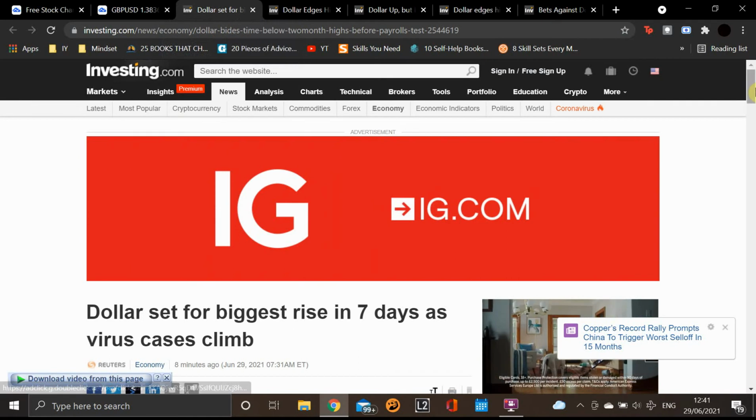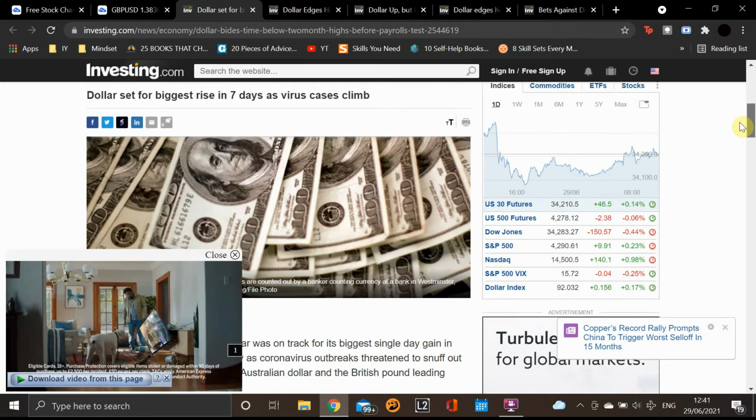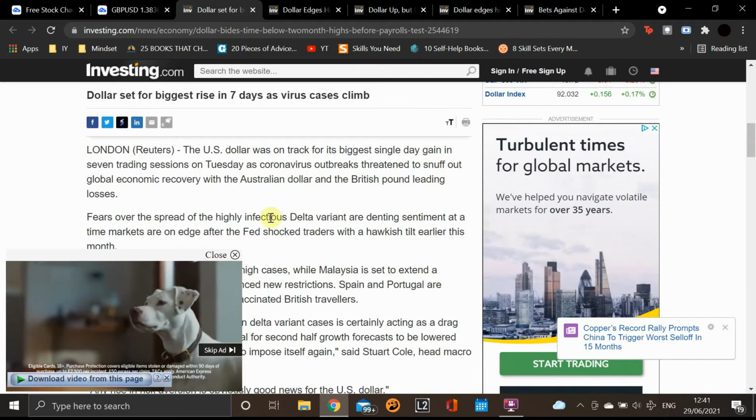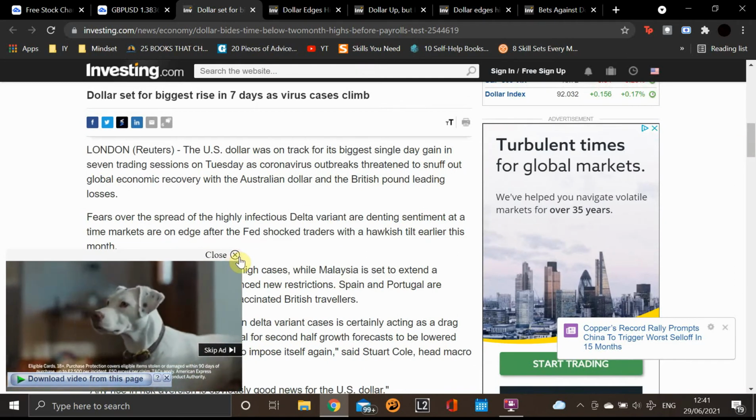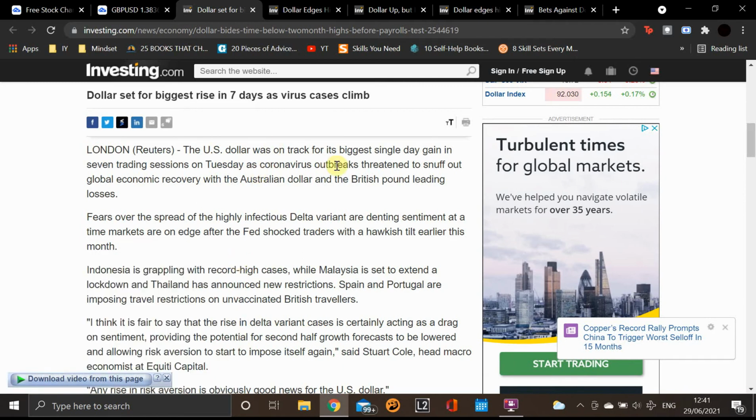Dollar set for biggest rise in 7 days as virus cases climb. London, the US dollar was on track for its biggest single day gain in 7 trading sessions on Tuesday as coronavirus outbreaks threatened to snuff out global economic recovery, with the Australian dollar and the British pound leading losses.